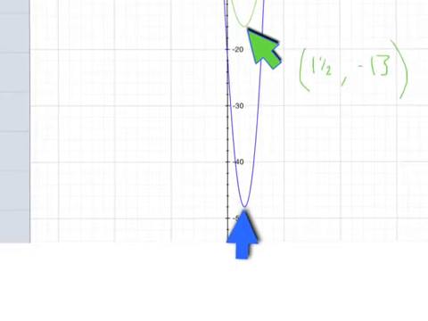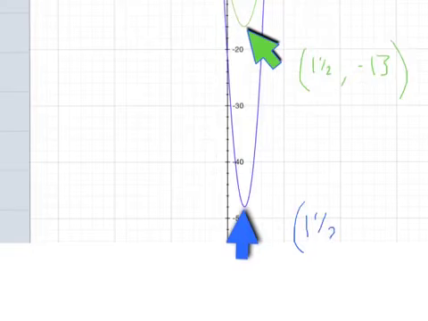And move on. Okay, what's this point then in relation to that one? Well, the x-coordinate's still the same, isn't it? It's 1.5. What's the y-coordinate now? Now it's going to be down to minus 49. Okay, I'm starting to build up a picture of what's happening then.